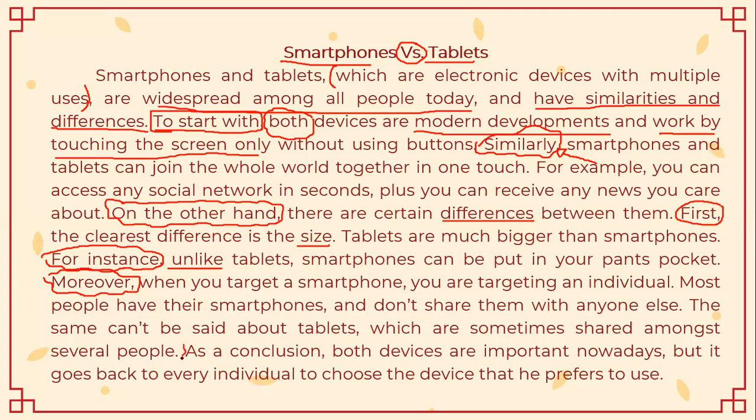As a conclusion, now I finished my paragraph. "As a conclusion" is a linking word to show that I'm going to mention the concluding sentence. Both devices are important nowadays. So I said that they are both important nowadays, as if I'm giving another similarity, but it goes back to every individual to choose the device that he prefers to use.